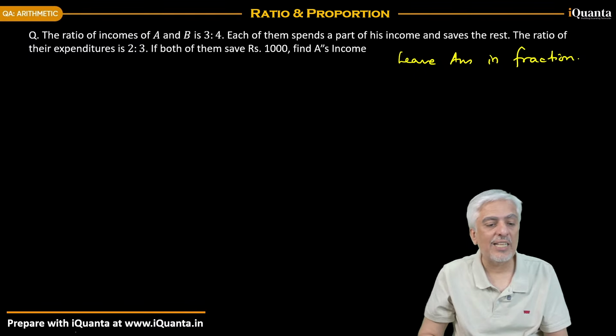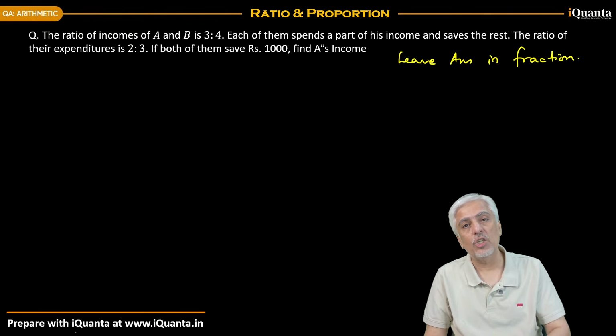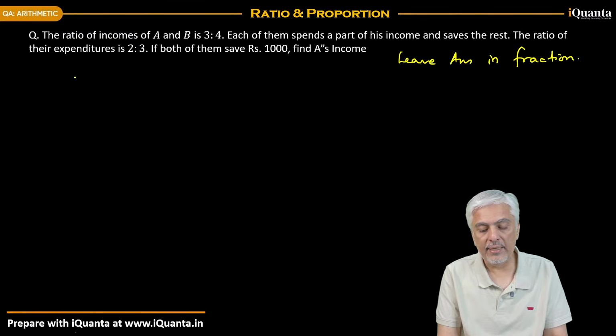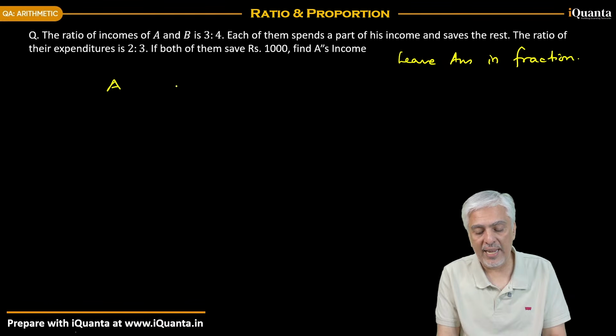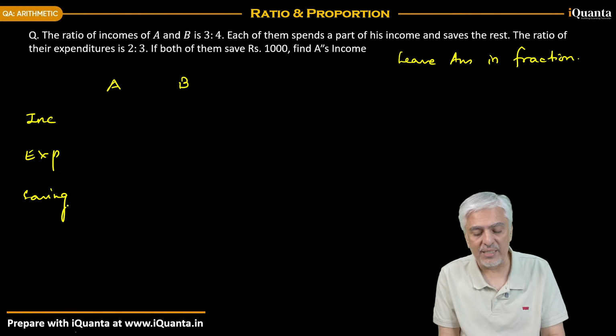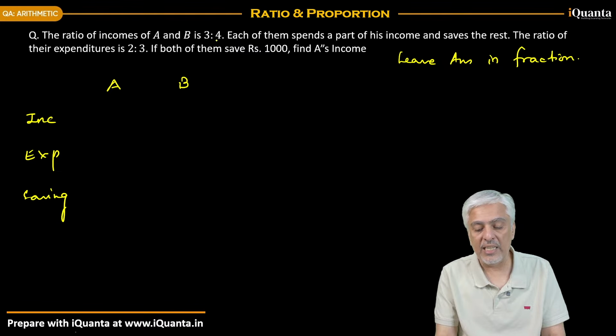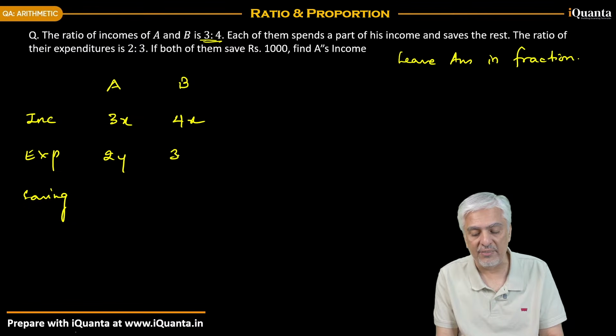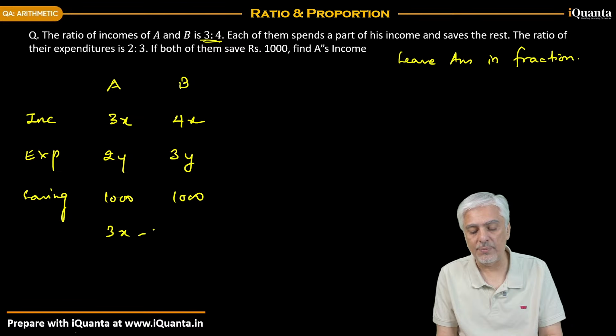Now, remember earlier you asked me, sir, why did we use two variables? Here also we'll have to use two variables. Two methods I'm going to show you. Income of A and B. A, B, income, expense, saving. This is my standard method for solving this sum. Income of A and B is 3:4, so I'll take 3x and 4x. Expense is 2:3, so I'll take 2y and 3y. Both of them save 1000 rupees. So 3x minus 2y is 1000, and 4x minus 3y is also 1000.